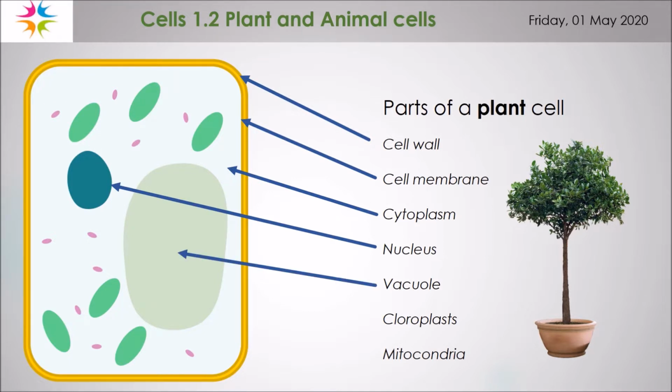There's a vacuole now which is filled with a liquid which helps to give the plant its shape. There are chloroplasts, which are green, which is where photosynthesis takes place. You might remember that chlorine is a green gas and chlorophyll is green, and they're called chloroplasts, and they're also green. So chloro means green. Then, as usual, there are mitochondria which provide energy for the cell. So those are all the parts of a plant cell.